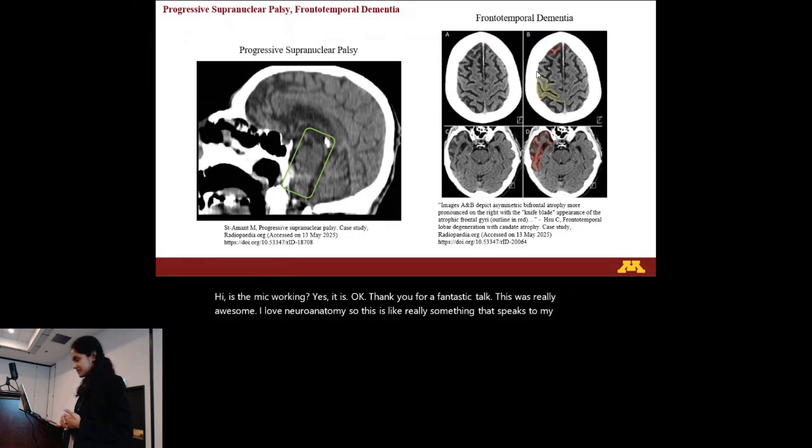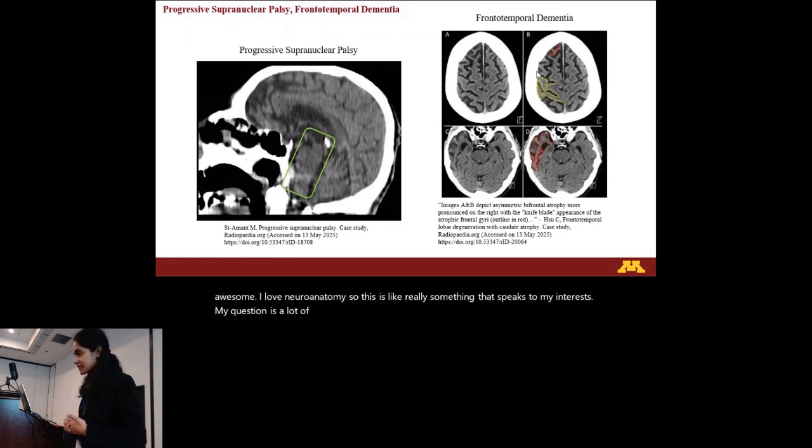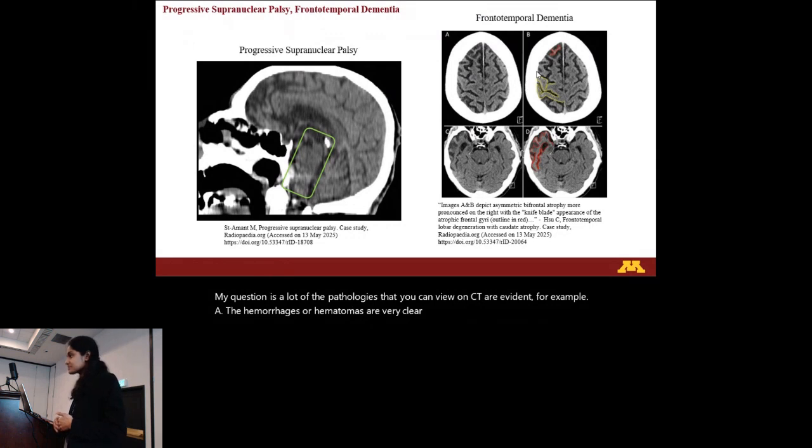My question is, a lot of the pathologies that you can view on CT are evident. For example, hemorrhages or hematomas are very clear to see, or frontotemporal dementia has very clear signs. Do you see improvements in the field happening to visualize more subtle pathologies that you'd typically use MRI to look at? And if so, where do you think the field is moving?